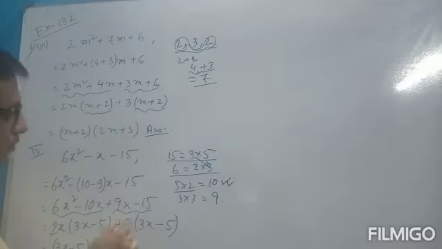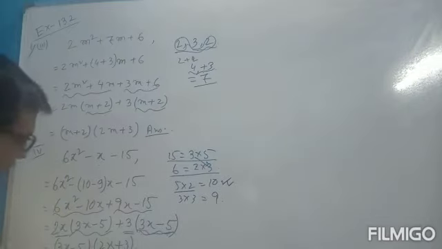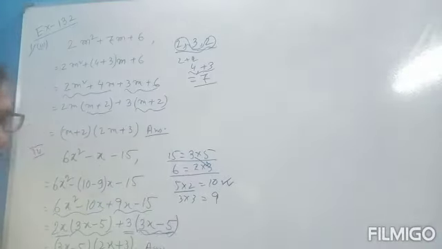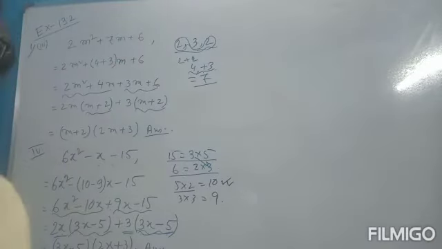And from these two, common term is 3. If we take 3 common, then we get 3x minus 5. Now 3x minus 5 and 3x minus 5 is common to both. So again, if we take 3x minus 5 common, then we get from this 2x, and from here we get 3. So the factors are 3x minus 5 and 2x plus 3. This is the answer. Okay, is it clear?